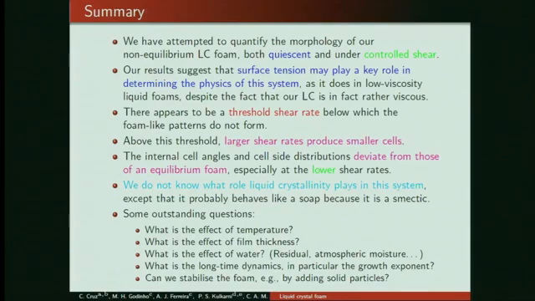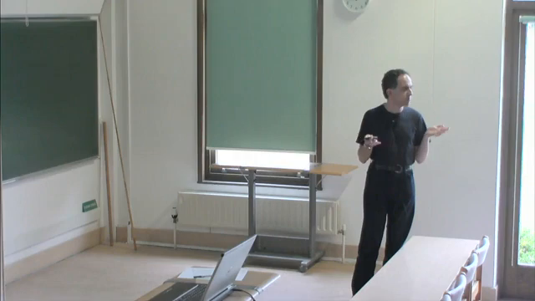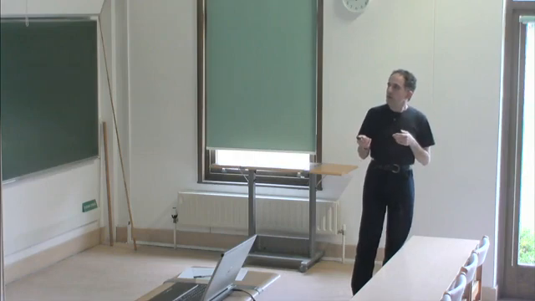There appears to be a threshold shear rate for foam-like patterns to form. And above this threshold, larger shear rates produce smaller cells. We don't know exactly what role liquid crystallinity is playing here, if any. We just don't know. Well, we may get a foam because we have a smectic, and a smectic basically is a soap. The fact that it is ionic probably does not play any role.